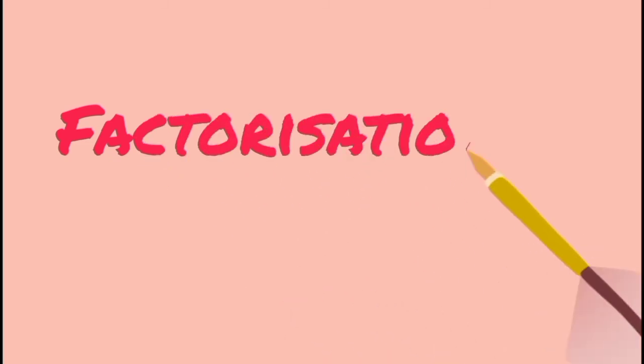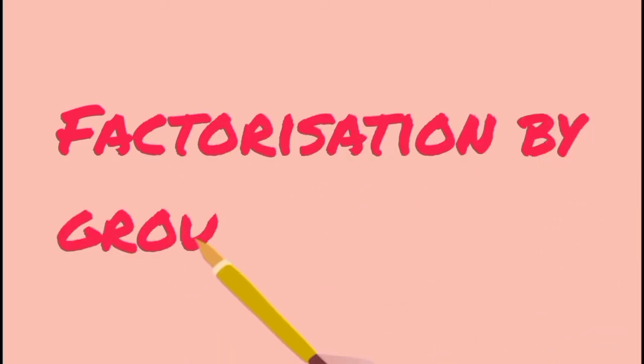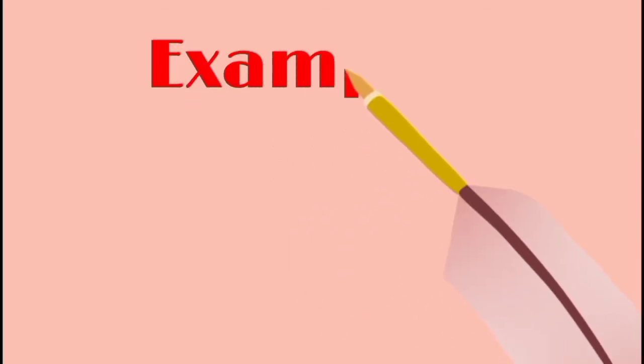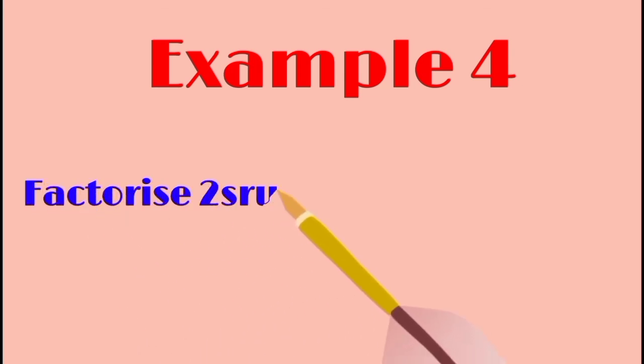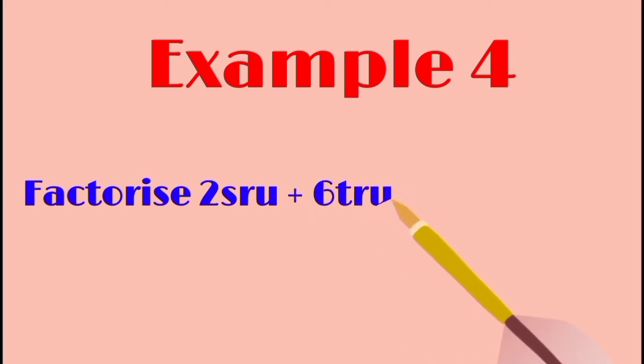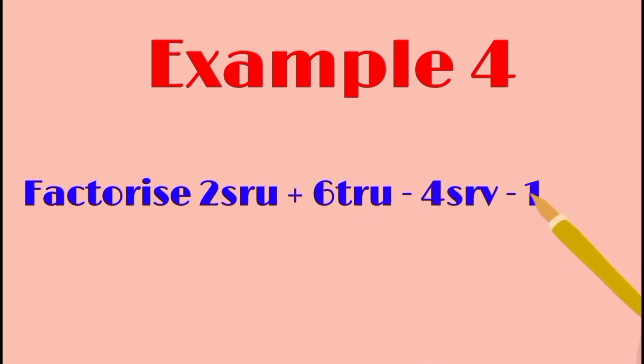Now, another method we can use in factorization is factorization by grouping. What did I say? Factorization by grouping. Here, your main emphasis is to group before you factorize. So let's take a look at this example. Example 4. It says, factorize 2sru plus 6tru minus 4srv minus 12trv.